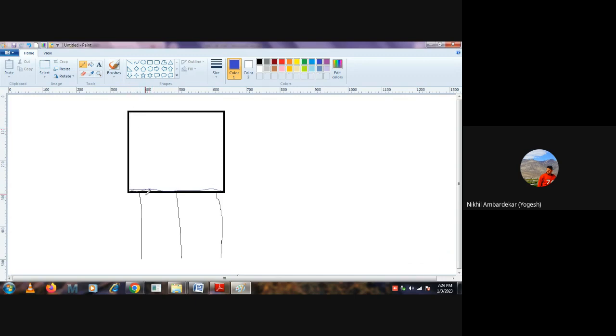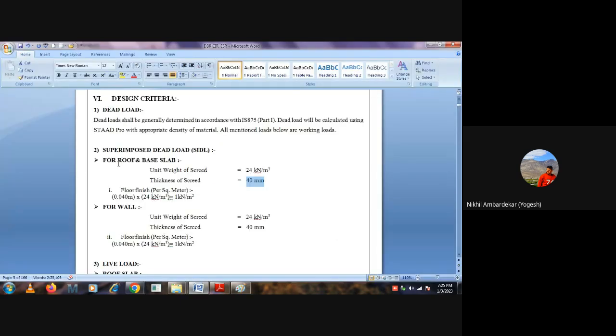Same on the top of the slab. It will be better if I write it like this: this is 40 mm, and 40 mm, and for the wall also from the internal side. So these are the floor finish, wall finish, or maybe you can consider them as waterproofing elements. These are the additional superimposed dead load on the slab.